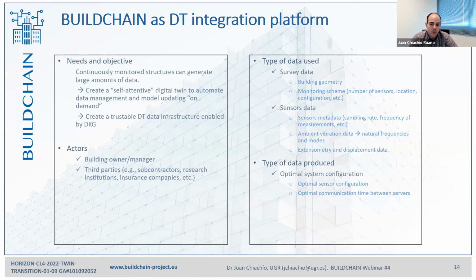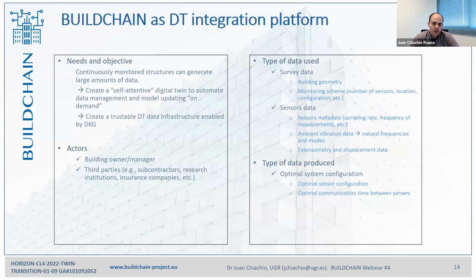The type of data that we will use, first of all, we need the building geometry and the monitoring scheme: how many sensors, location, configuration, etc. Of course, the sensor data. If we are using, for example, accelerometers, we will use ambient vibration data. If we are using any other, for example tensometry, we will have displacement data, etc. All this data, together with the metadata of those sensors, for example sampling rate, frequency, etc., is useful for us, is requested, is needed.